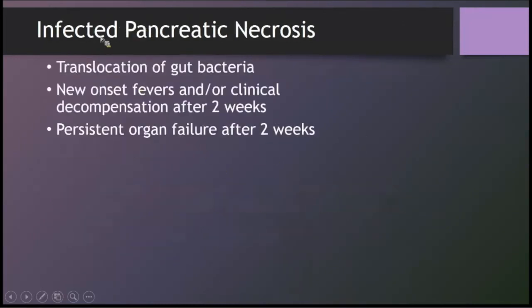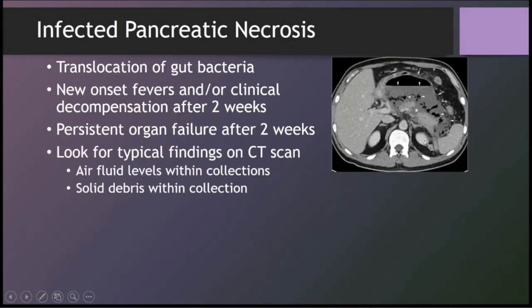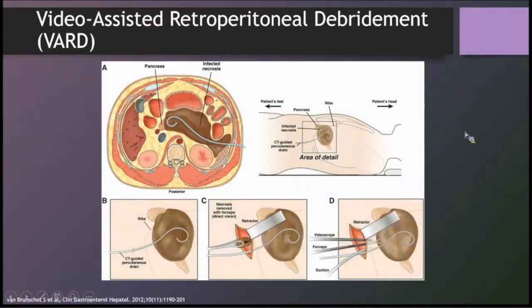So infected pancreatic necrosis occurs usually 2 weeks out. And so fevers at that point, persistent failure, and on the scan, so now this is an infected area of necrosis. You can see an air fluid level. You can see little air bubbles in the middle of this collection. Here's another one. This literally looks like the colon, like stool looks like this. And that's just air intermixed with solid debris. These are the patients that used to go to surgery.